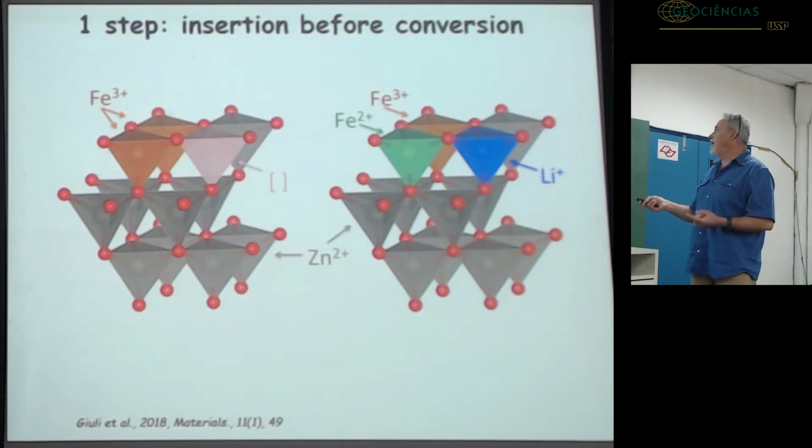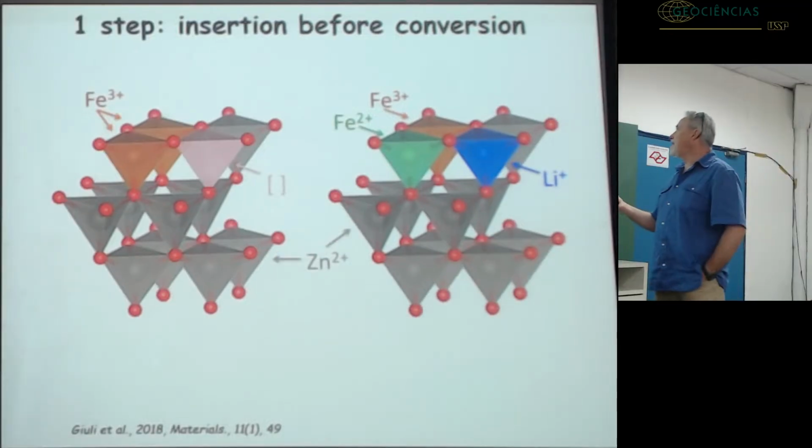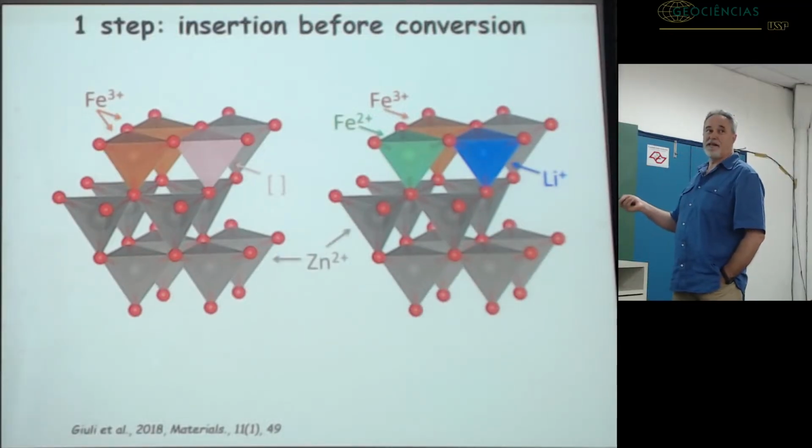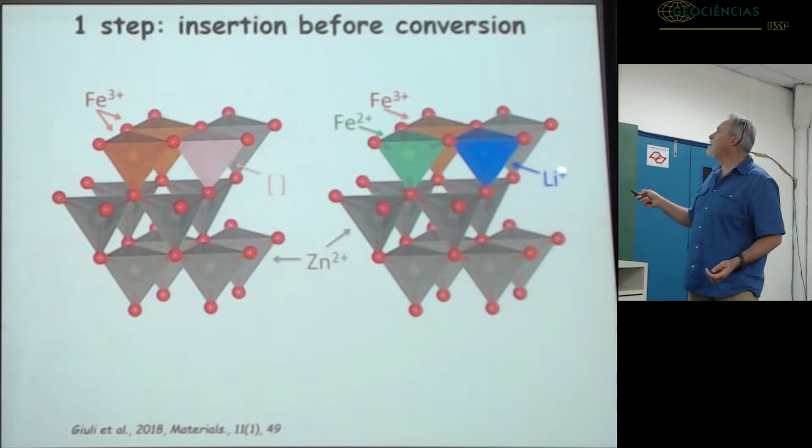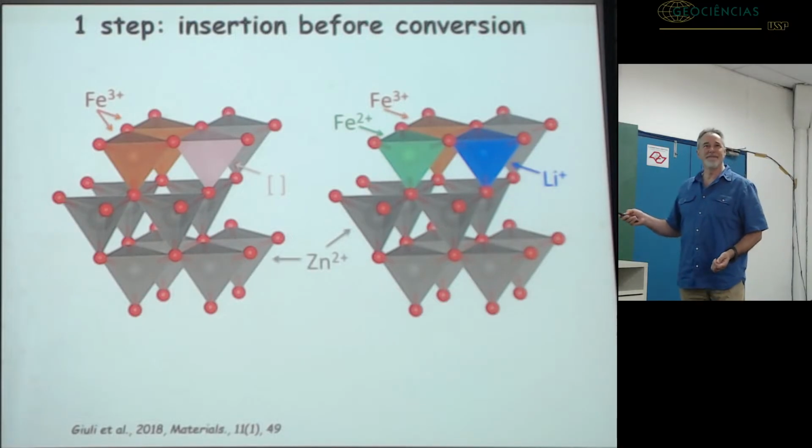What we think happened, and then we made other experimental data on the electrochemistry that confirmed our hypothesis, is that before entering the structure and making it amorphous, the lithium was able to enter the vacant tetrahedra, reducing one iron every two.